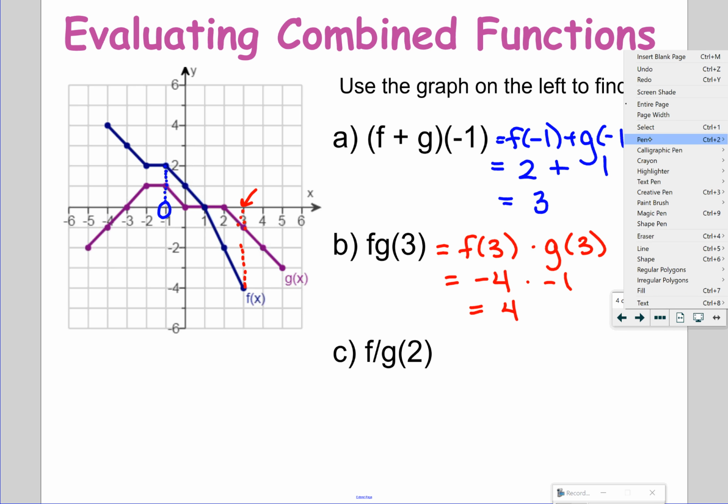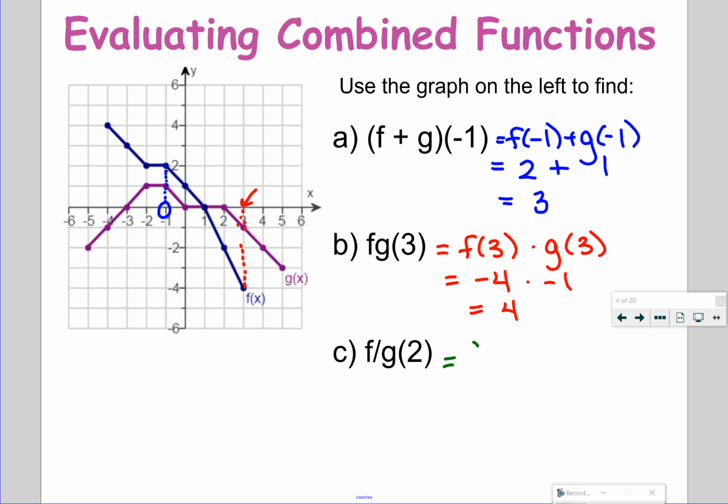Finally, f divided by g of 2, that's f of 2 over g of 2. Finding 2 on my x-axis, that's here. To go down to function f, I'm at -2. And you can see that function g is actually on the x-axis at 2. So that means the missing half of my coordinate is a 0. Now, if I had 0 divided by -2, if this was flipped, my answer would be 0. But because we have a 0 in the denominator, remember that gives us a mathematical error.